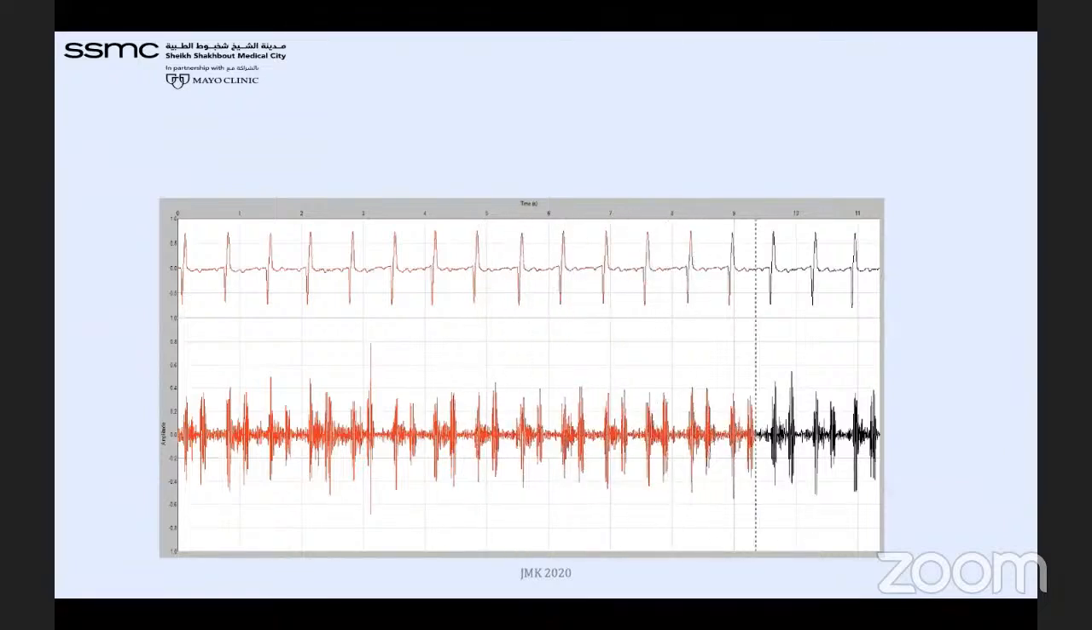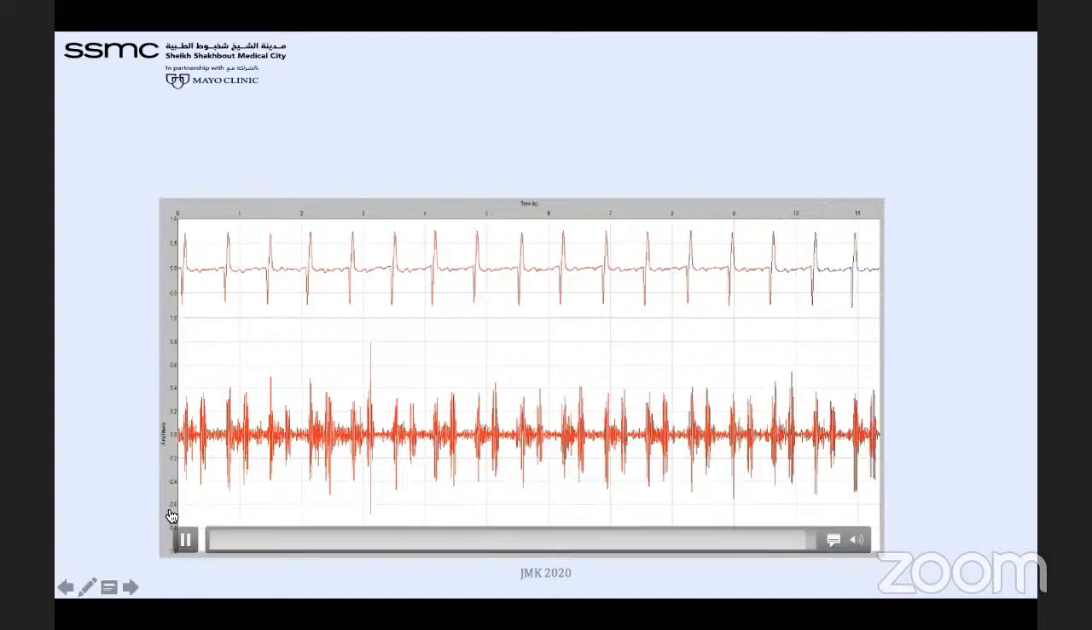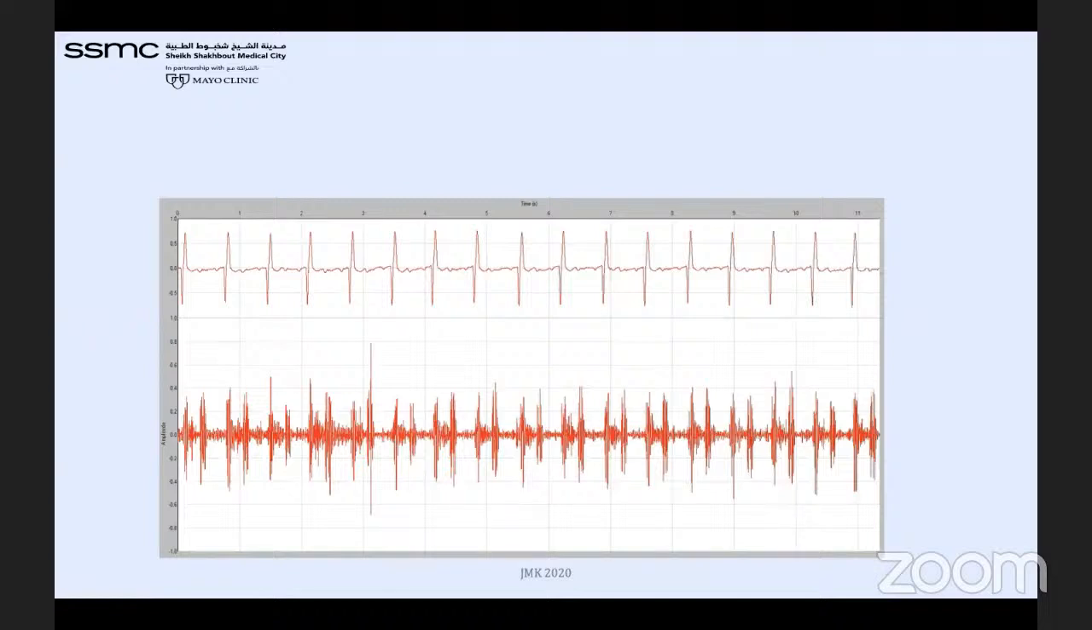So if you notice, this is a very sharp murmur, coming right after the heart sounds, and it is very typical of this ASD.